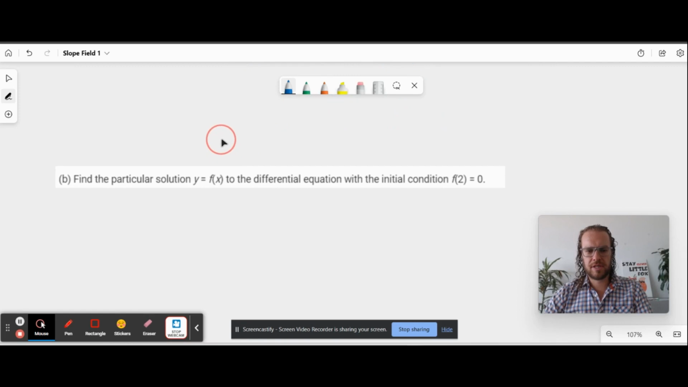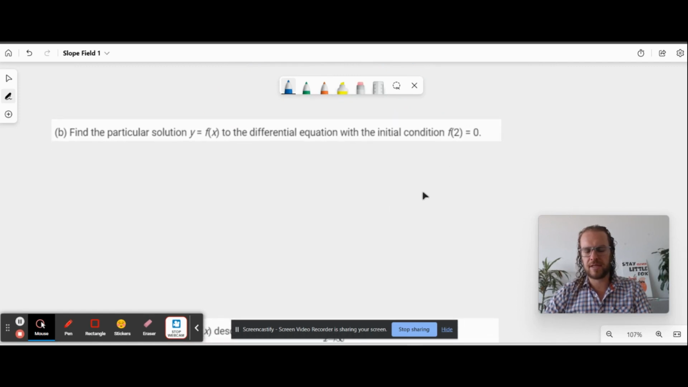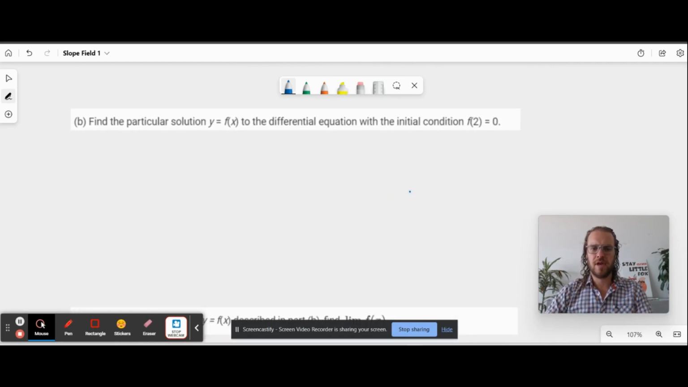Then from there, just like I said, typically the next step is to ask us for the particular solution. Because we have an initial condition, it allows us to find what that c value would be, which of course is the thing that moves it around within this slope field. So we're going to start out by just giving us that actual equation again.